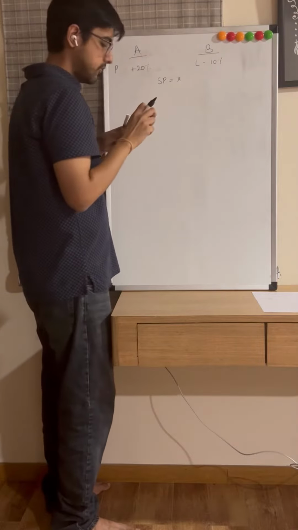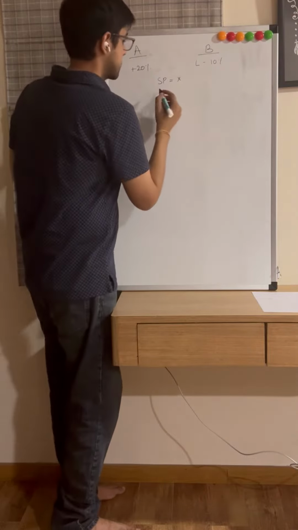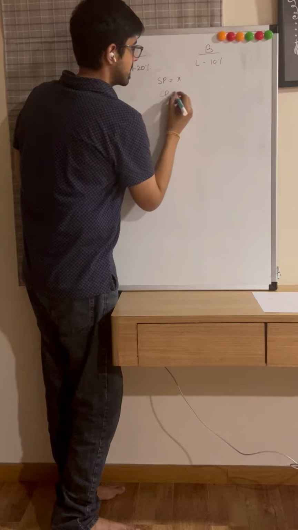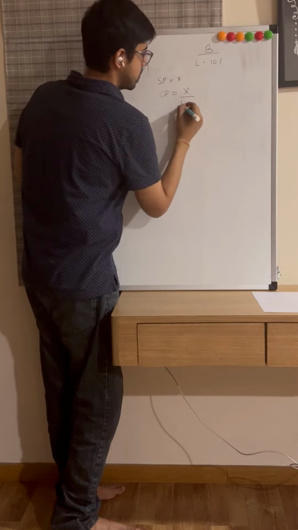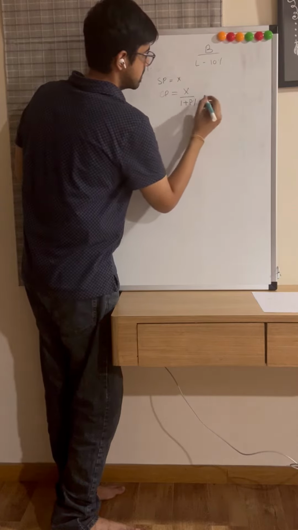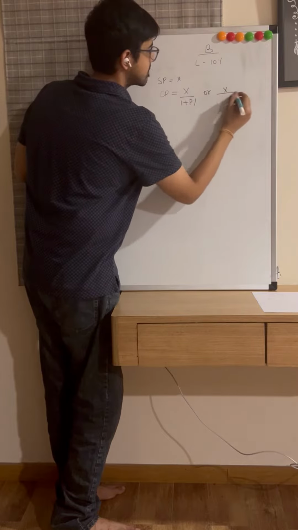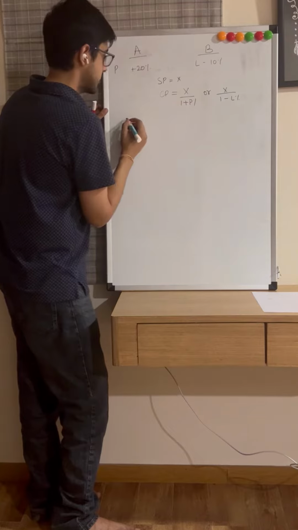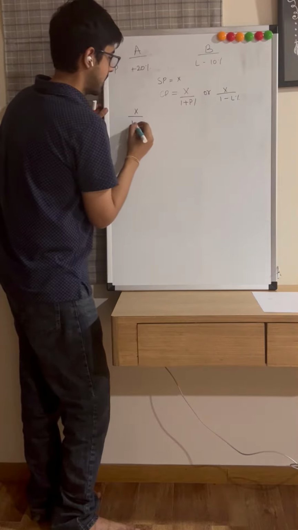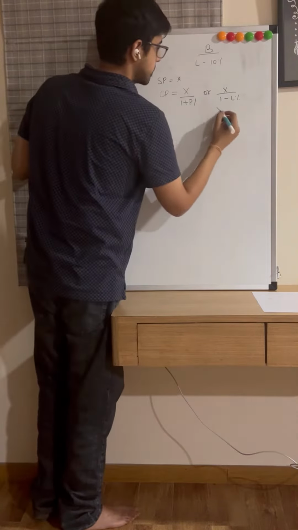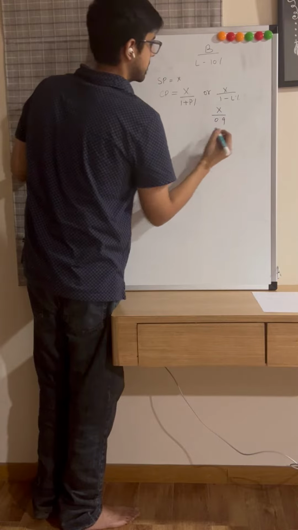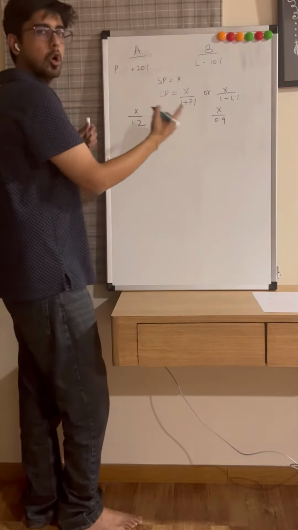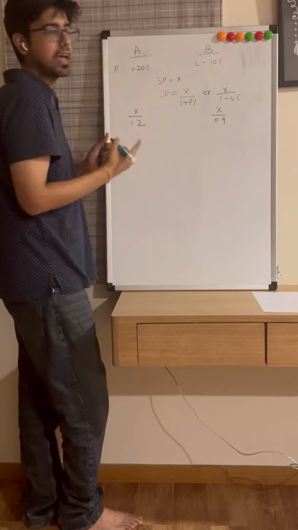From the formula for profit percent and loss percent, we know cost price is equal to X by 1 plus profit percent or X by 1 minus loss percent. So the cost price of A would be X by 1.2 and the cost price of B would be X by 0.9. Now we know the cost price of both the articles in terms of X, which was the initial selling price.